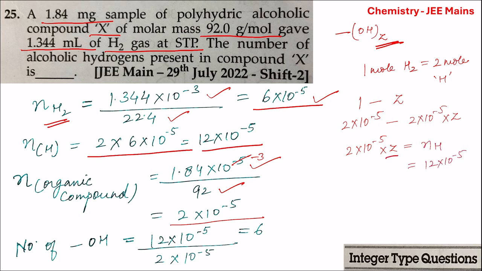Solving, the value of Z will be 12 into 10 to the power minus 5 divided by 2 into 10 to the power minus 5, which is equal to 6. Therefore, there are 6 alcoholic hydrogens present in the given organic compound.